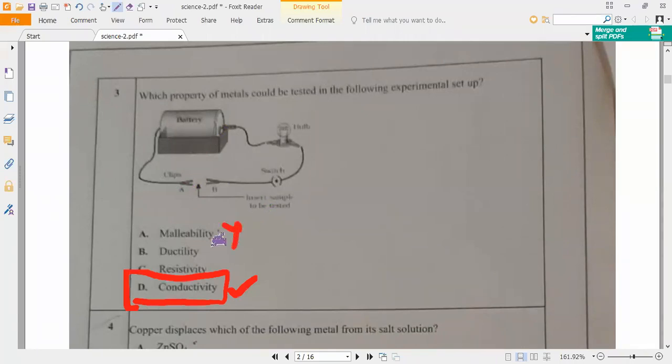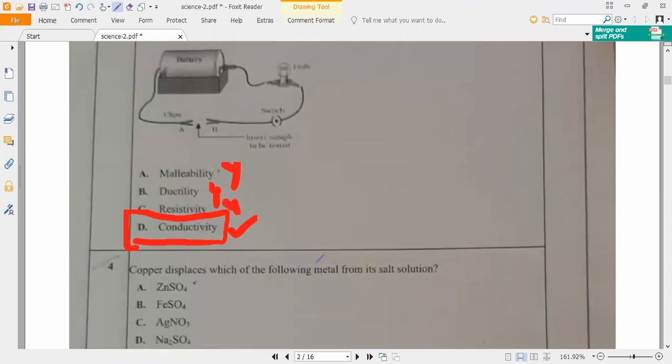So malleability, ductility, resistivity, conductivity. Correct or not? Either they are good conductors or bad conductors.